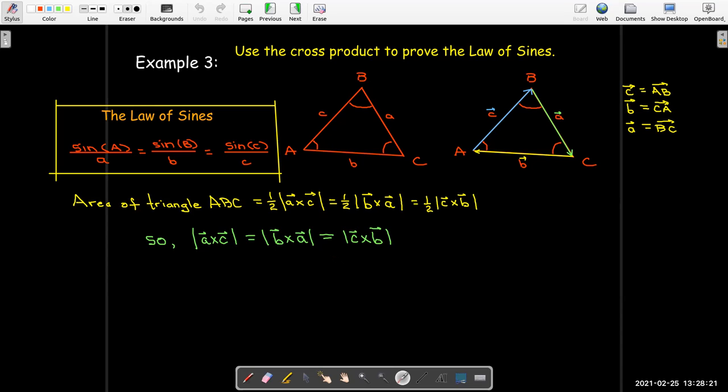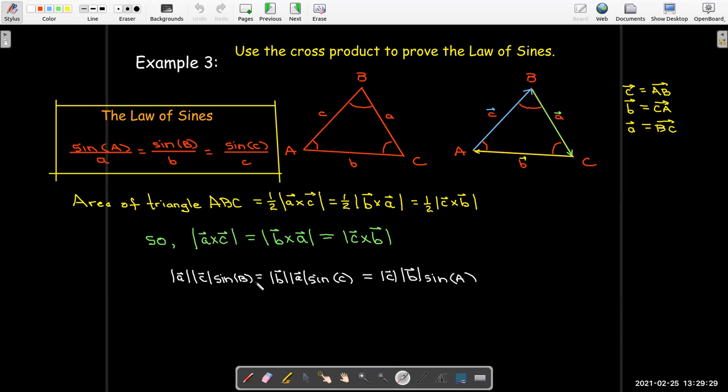Now we can go ahead and use our formula for the magnitude. Remember, that will be, for the magnitude of A cross C, we'll have magnitude of A times the magnitude of C times the sine of the included angle, and the included angle here is B. And let's use the same formula, this time for the magnitude of B cross A. So I'll get the magnitude of B times the magnitude of A times sine of angle C. And then finally, for our last cross product, the magnitude of C cross B will be the magnitude of C times the magnitude of B times sine of A. And we can kind of see a pattern here that the vectors are the two letters that do not belong with the angle there.